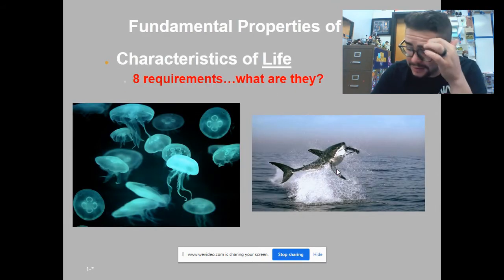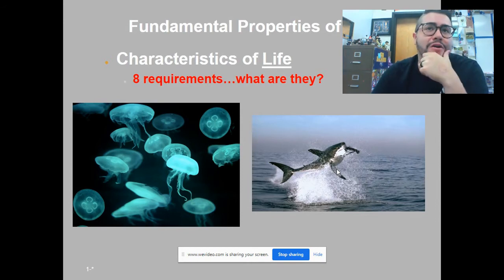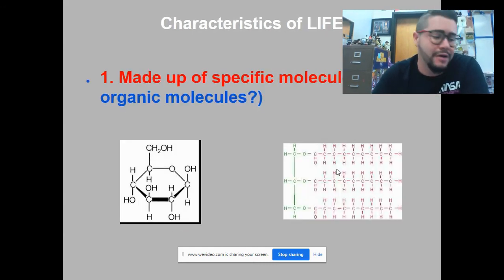Now we want to talk about the characteristics that all living things share, right? So what are the requirements of life? We're going to break it down into 8 requirements, and here's what they are. So first requirement is that they are made up of specific organic molecules. If you remember from biology, those are things like proteins, lipids, carbohydrates, and fats.